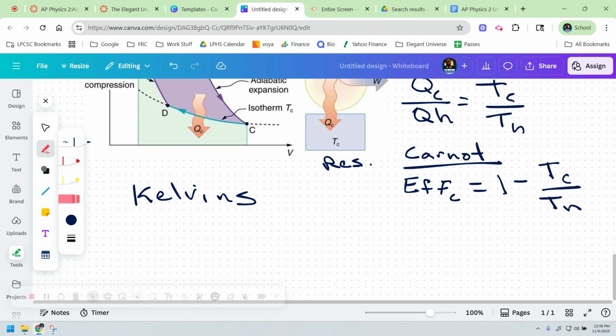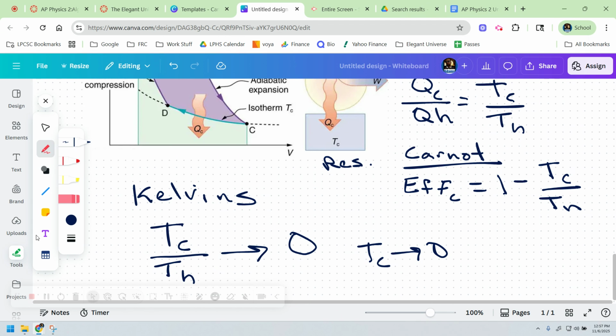So then what's the goal? Well, you want to make this ratio as close to 0 as possible, because that gives you the most efficient. So what you want is TC over TH to be as close to 0 as possible. You want that to approach 0 if you can. Okay? Well, how do you do that? Well, the easiest way to do it is to let the cold reservoir approach 0, mathematically speaking.